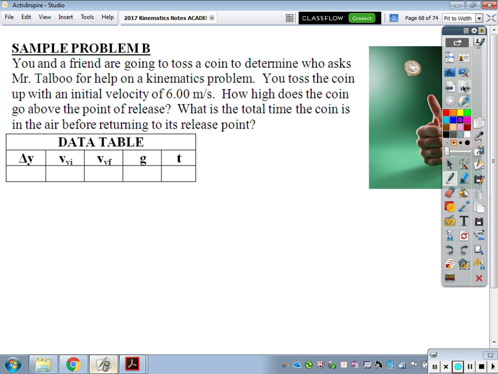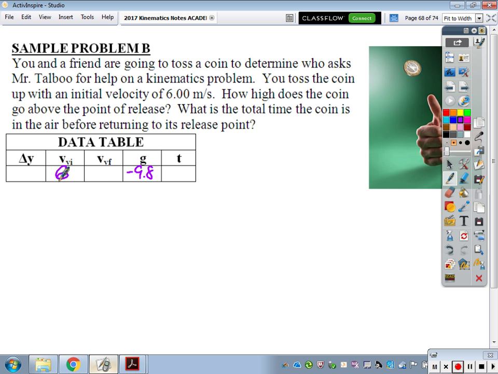We have a couple of things we are going to find. How high does the coin go above the point of release? And what is the total time the coin is in the air before returning to its release point? Alex, give me something to plug into our data table, please. -9.8 for g. Good! -9.8 for g. Michaela, something else to add in. Okay, for our initial velocity, I'm okay with us putting it in as 6. Anything else we should put in?